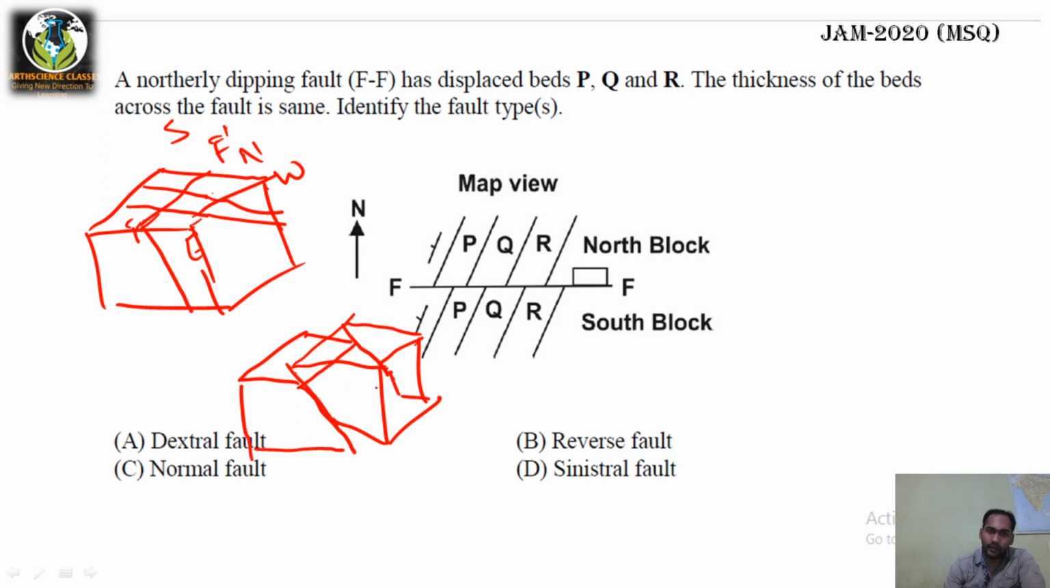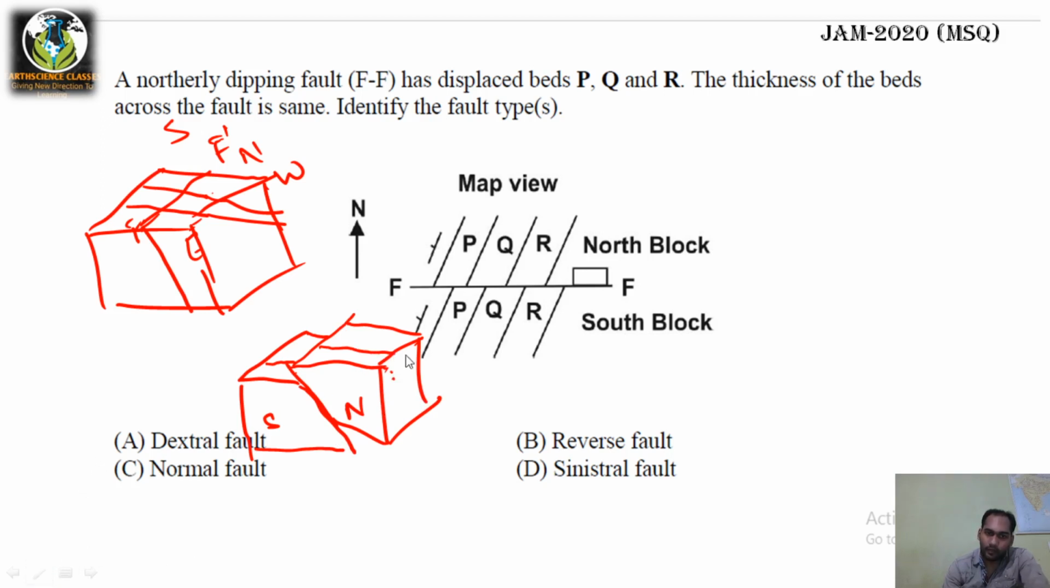I hope all of you are getting this. This block moved off. Let me erase something so that you will see. Now you can see this part moved off. This is the north block, this is the south block. In the south block you are getting contacts here. Here also you are getting contacts at the same location. Let me erase one more line. Okay, now it is clear.